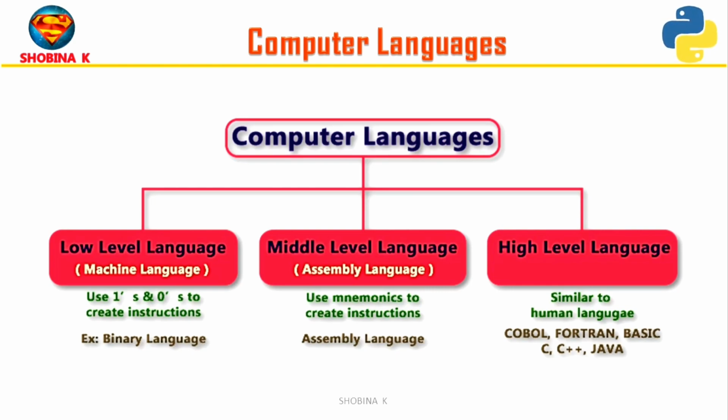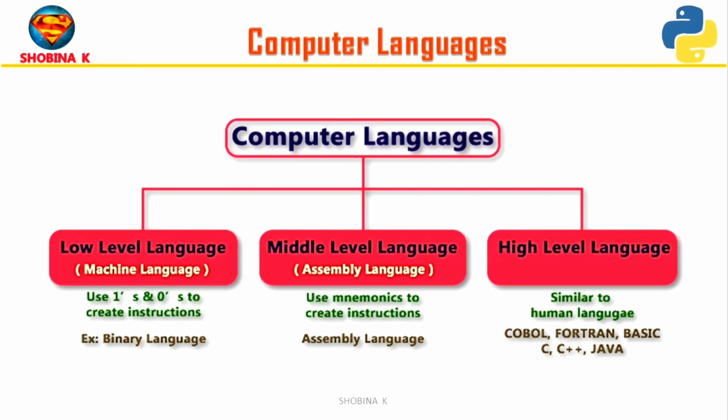A step up, we have assembly language. Assembly language is a low-level programming language, but it is more than low-level language and less than high-level language. So it is called an intermediate language. In assembly language, data can be represented with the help of mnemonics such as move, add, sub, end, etc. Next up, we have high-level language. High-level language is a computer language which can be understood by humans. Languages like Fortran, C, C++, Java, Python are examples of high-level languages.